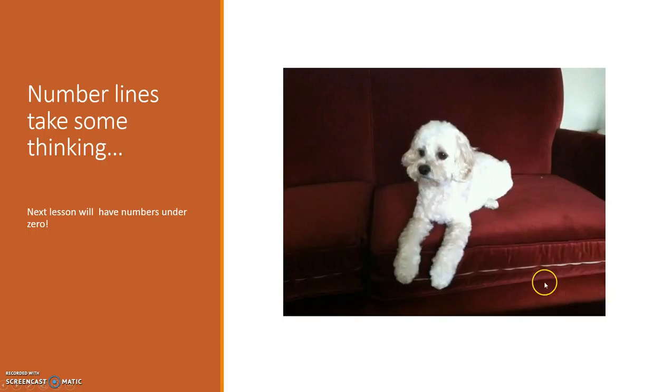Now, number lines are going to take some thinking, and our next lesson will have numbers under 0. Have fun!